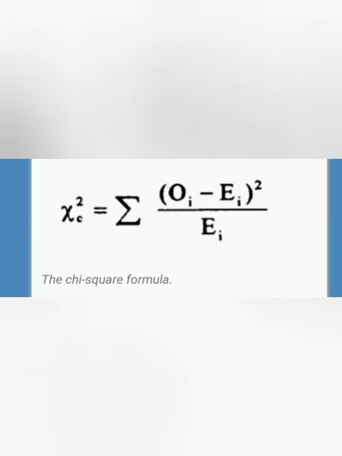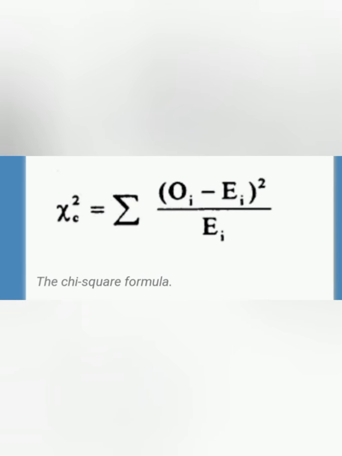The chi-square formula. The chi-square formula is a difficult formula to deal with. That's mostly because you're expected to add a large amount of numbers. The easiest way to solve the formula is by making a table.